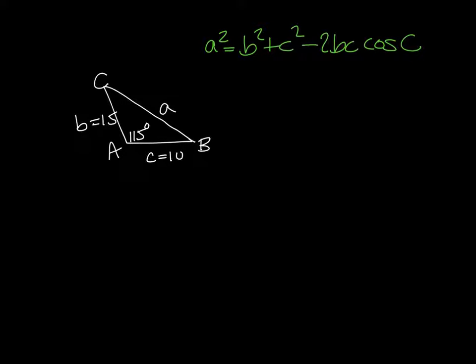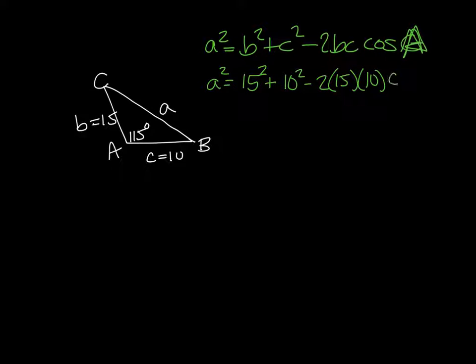Because my angle is angle A, I'm going to be using the side A one. So I'm going to be using A squared equals B squared plus C squared minus 2BC times the cosine of A. Oh, I lied, what a liar. The angle always matches up with the side on the other side of the equal sign. So I have angle A, that means I must have side A there and angle A there. Okay, so let's plug in. A squared equals, B is 15, so 15 squared, plus C is 10 squared, minus 2 times 15 times 10 times the cosine of 115 degrees.